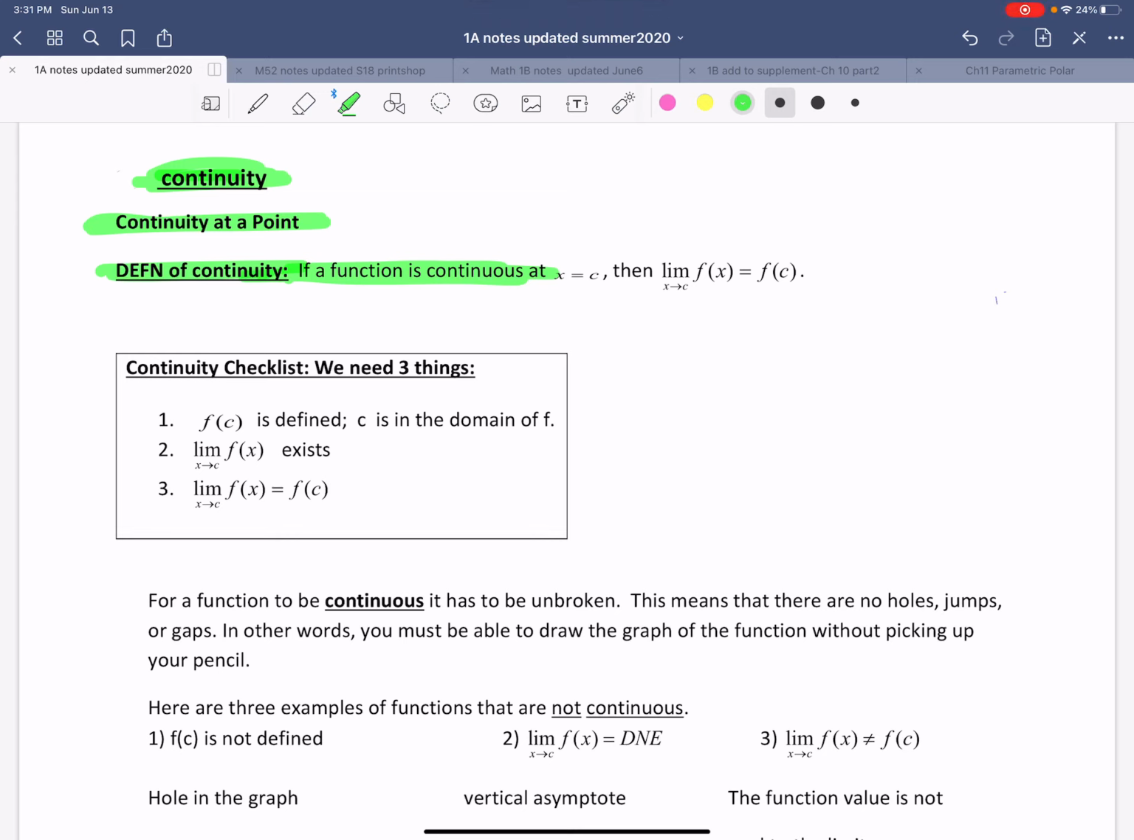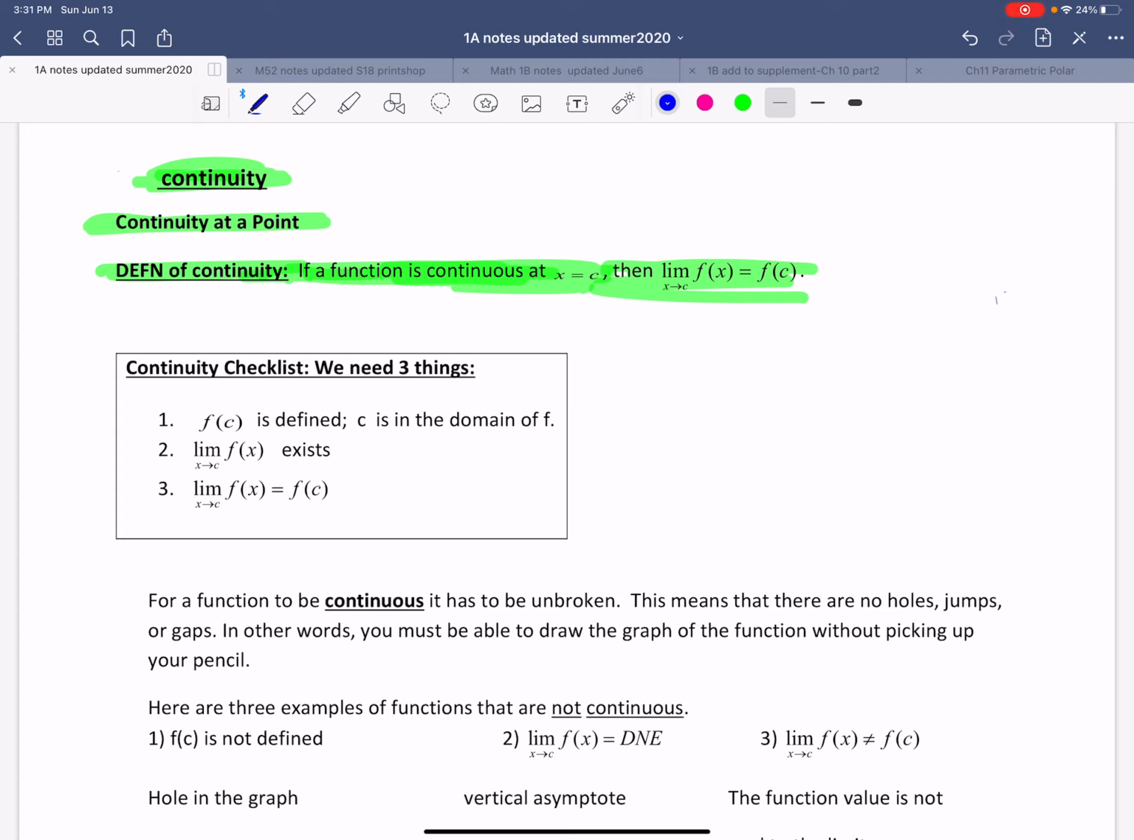Today's topic is continuity at a point. The definition of continuity at a point is: if a function is continuous at point x equals c, then the limit as x approaches c of f of x is equal to f of c. This simply means the value of the function at the point c and the limit at the point c are both the same. So if the limit at point c and the value of the function at the point c are equal, then we say the function is continuous.